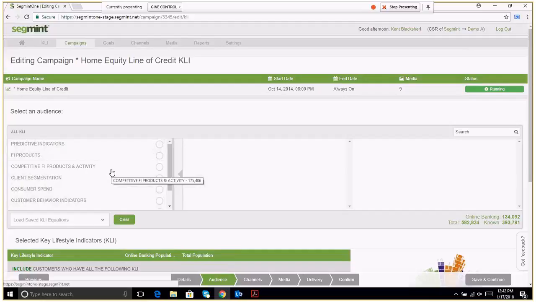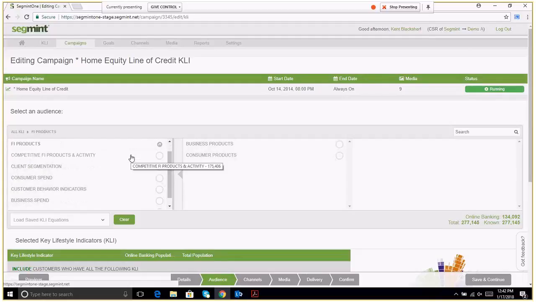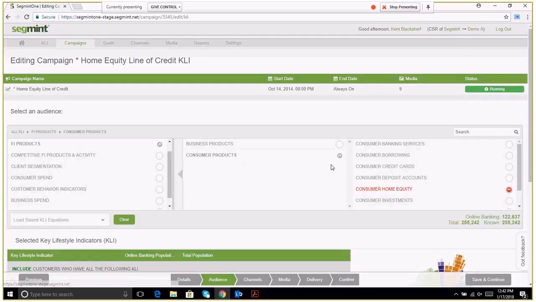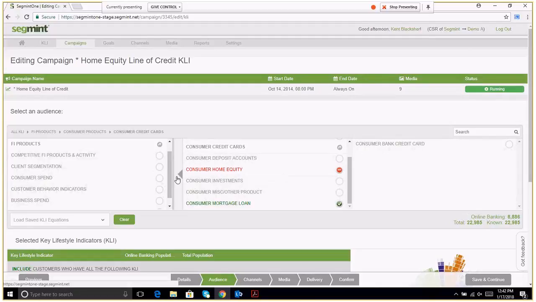I jumped into a home equity line of credit campaign, and I'll show you what they've selected in just a moment. But this is where I could start selecting things like the same data we just looked at, in a linear tree structure. If I wanted to look at individuals who have a particular product set with me, I could do that. I could grab everybody who's got a consumer product, or I could go down to the specific type of product. I see a variety of different sources of information here.